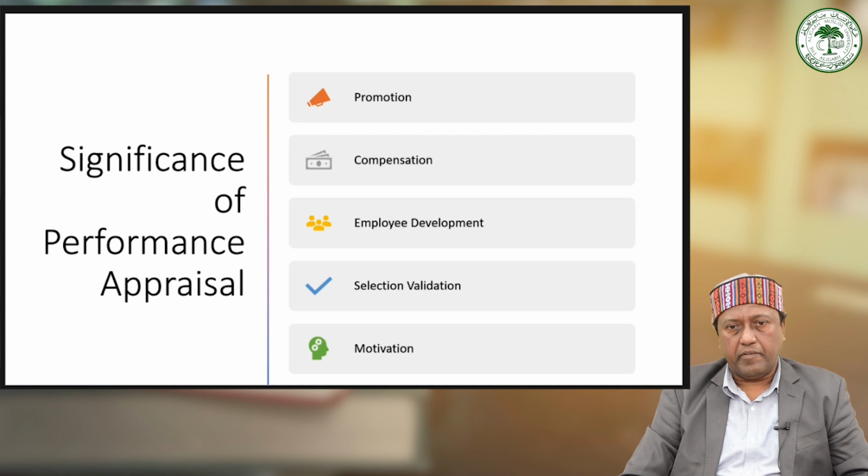The next important significance is selection validation. Performance appraisal also helps organizations validate the effectiveness of their selection process. By comparing employees' performance to their initial selection criteria and assessments, supervisors can evaluate the accuracy and reliability of the selection methods used. Performance appraisal highlights the strengths and weaknesses of the selection procedure, enabling organizations to make improvements and refine their hiring process for future recruitment cycles.